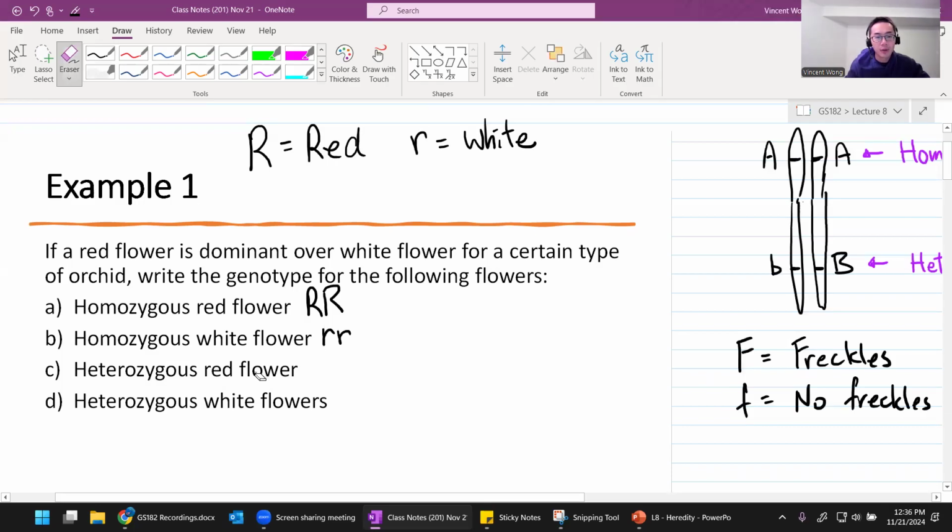Okay. Heterozygous red flower. Heterozygous means different, and for it to be a red flower, you need to have at least one capital R, and so it's going to be big R, small r. Okay. And what about D? Heterozygous white flower. That's right. This is not possible. Not possible. Okay. If it's heterozygous, then it would have been red. If it's white, then it would have been small r, which is pure.